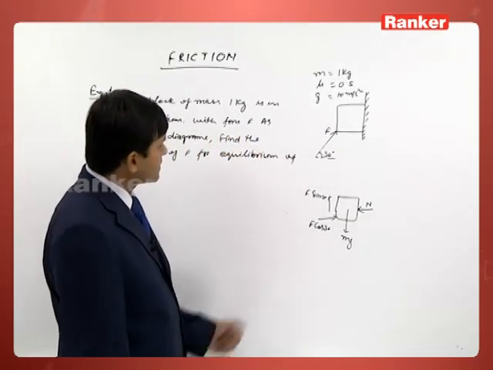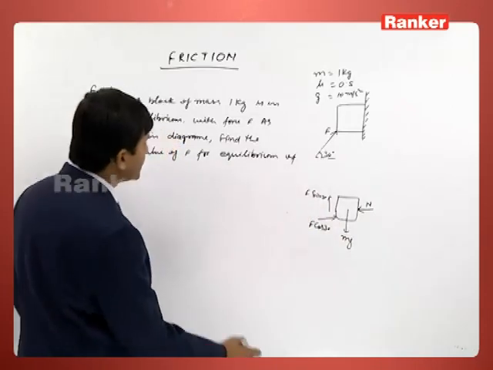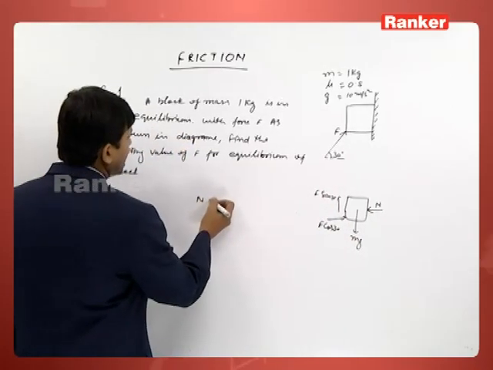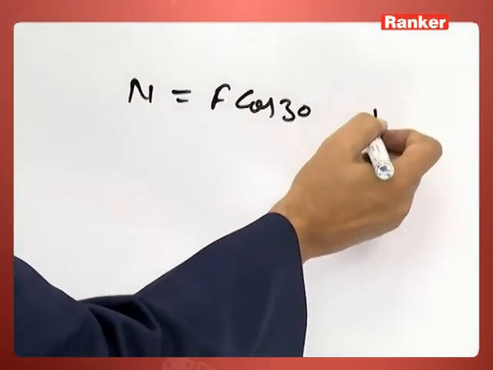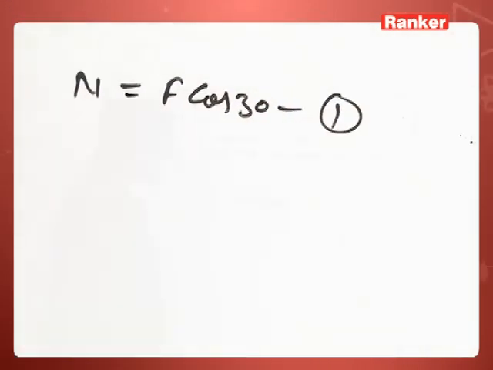Now here on the block, the horizontal forces are N and F cos 30. So there is no horizontal motion. Directly we can say N is equal to F cos 30. This is your first equation.